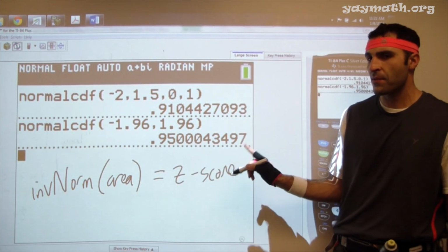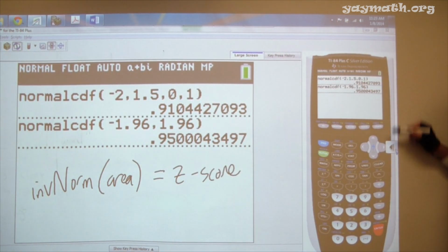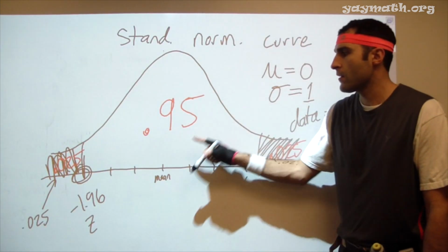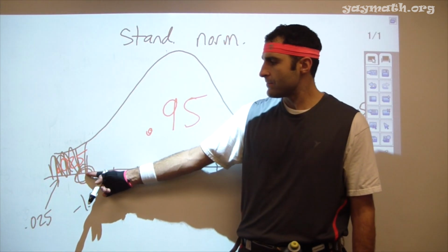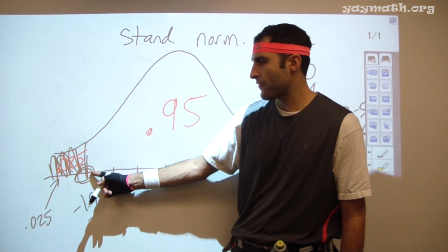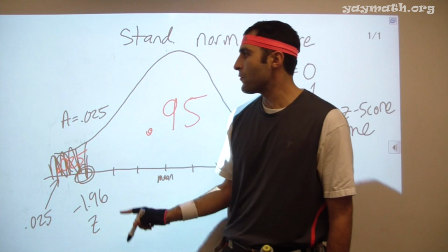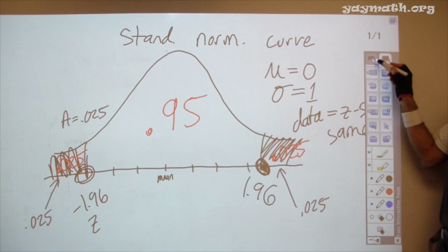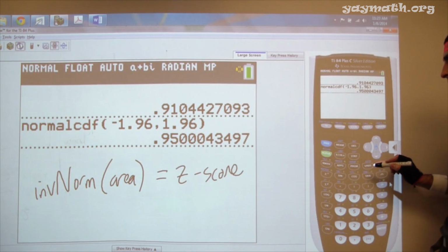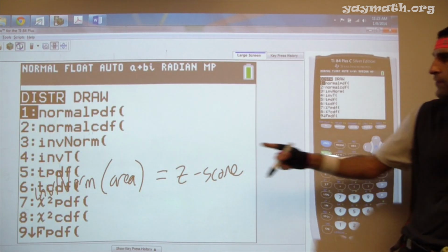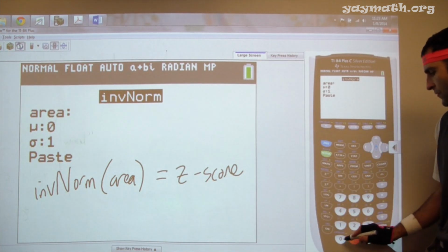Can you do two calculations with me and then we're through? Okay. Inverse norm, area. So if we did this one, there we go. What's the area to the left here? 0.025. Area equals 0.025. So if we did inverse norm of this value, second, actually let's clear this. Second, notice you see inverse norm, option 3. Area to the left, 0.025.